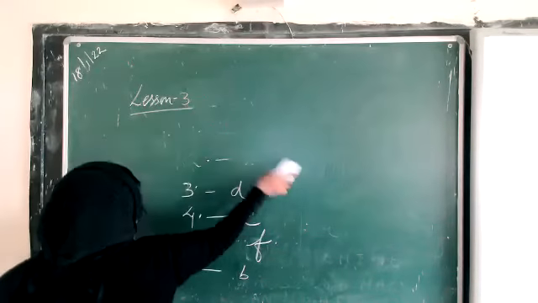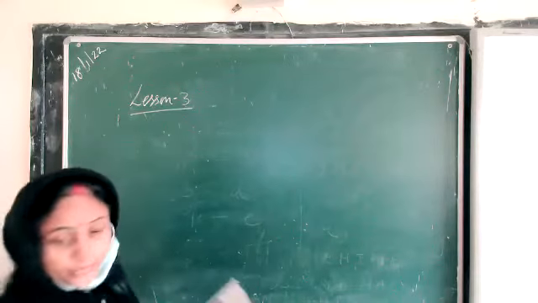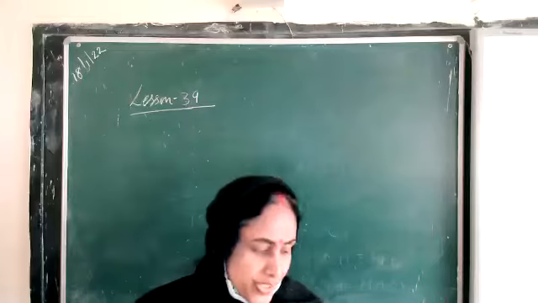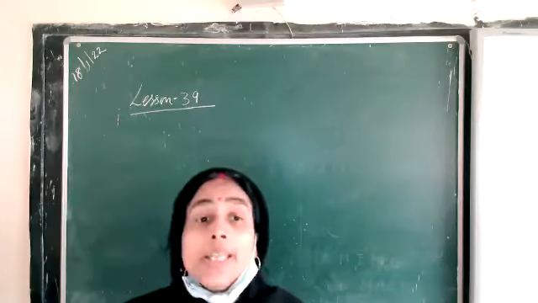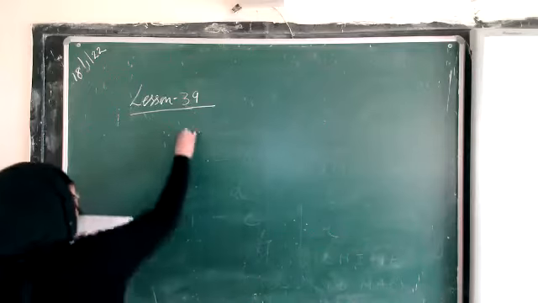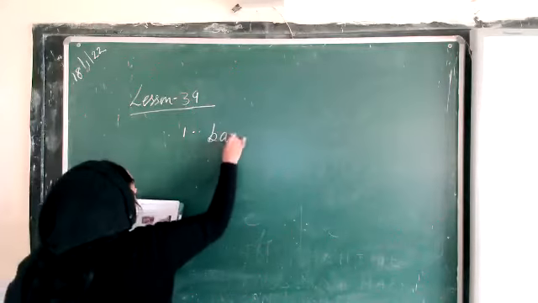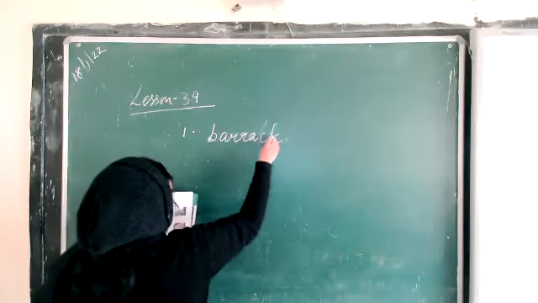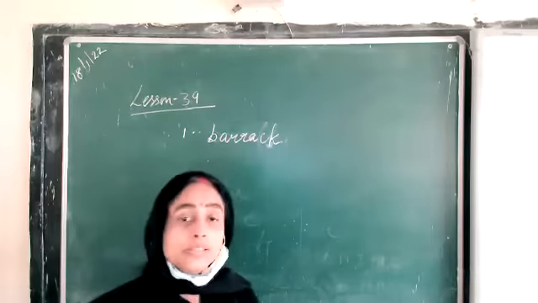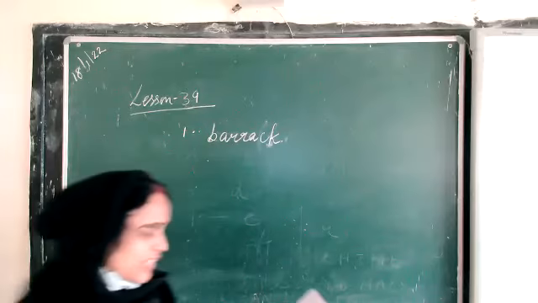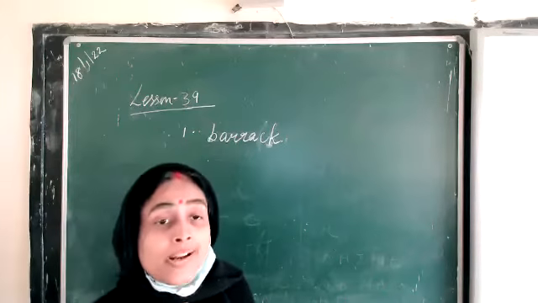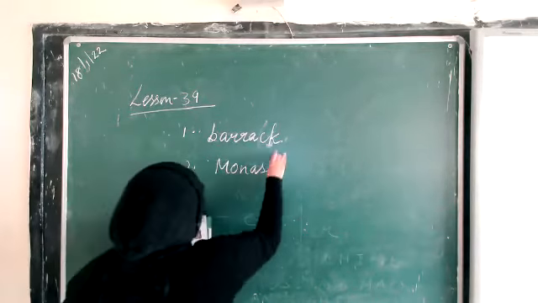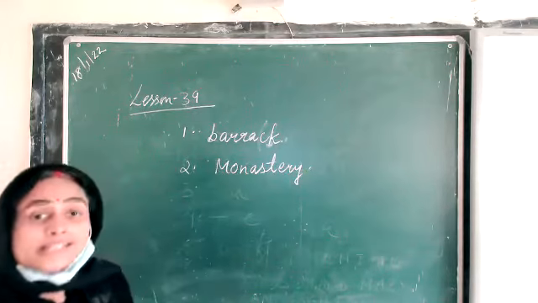Now the chapter is Where do they live? Lesson number 39. Here you see, soldiers live in barrack. Write the correct spelling. Barrack. Next one, monks live in monastery. Where do the monks live? Monastery. That is monastery.